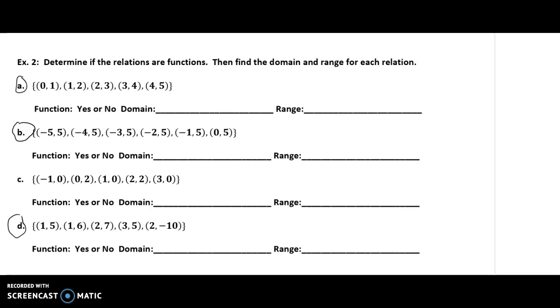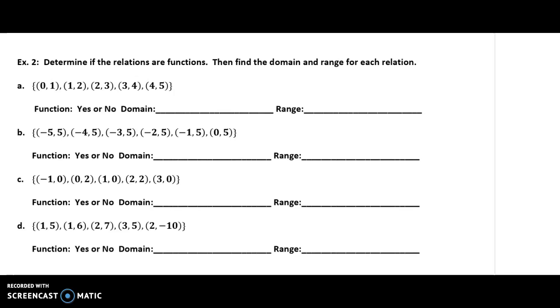All right, so let's go to exercise 2, where we need to determine if the relations are functions. Then we want to find the domain and the range for each relation. So now remember, a relation is a set of ordered pairs. So every one of these examples is definitely a relation, but not everything is going to be a function. So now remember, what makes a relation a function is that every input value leads to exactly one output value.